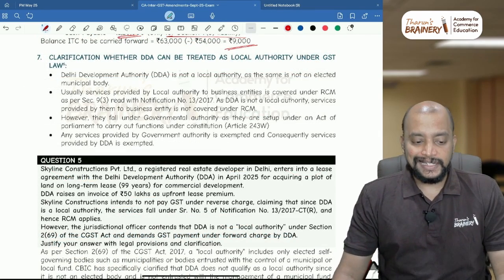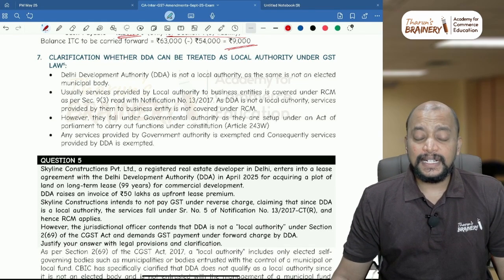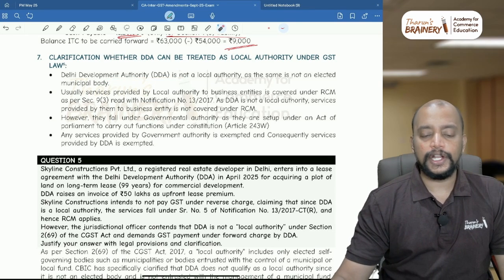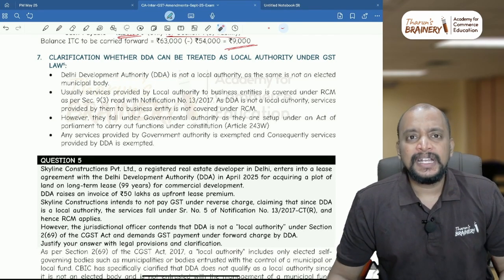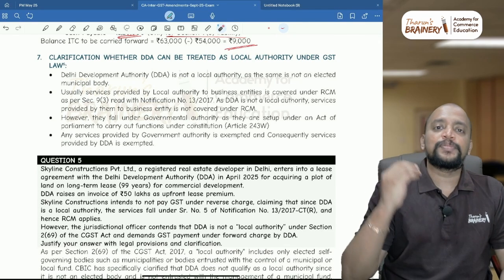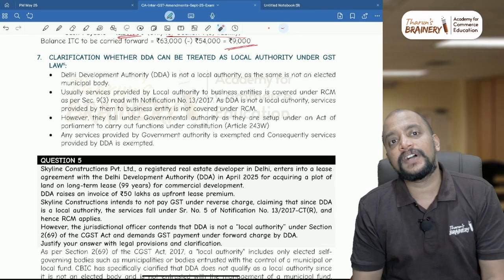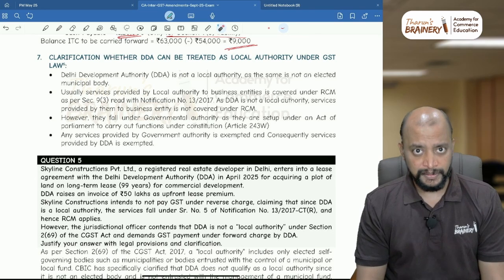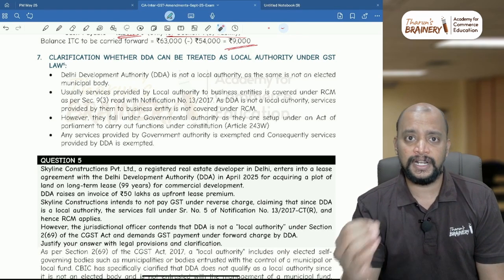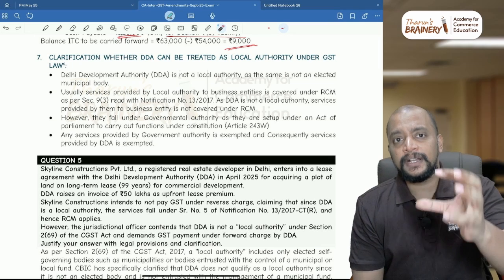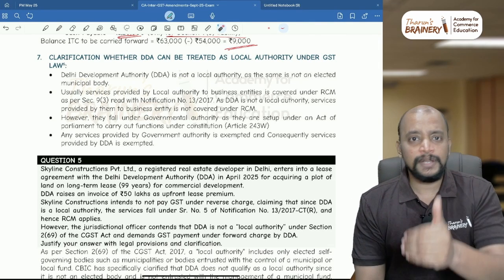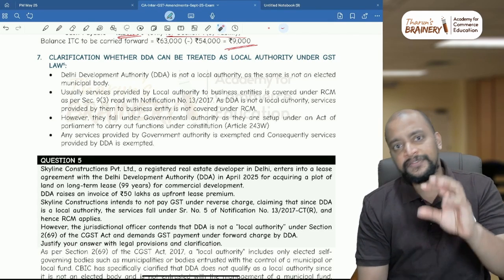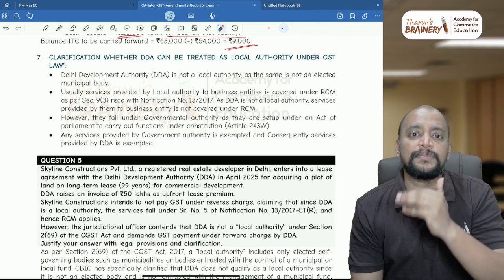Now, we are moving on to the next amendment, that is whether DDA, Delhi Development Authority, is a local authority or not a local authority. What is the background? Generally, services provided by government to a business entity are covered under RCM. What is the meaning of government? Central government, state government, local authority will come under government, and if they provide service to a business entity, it is covered under RCM. Delhi Development Authority provided some services to some business entities for which they collected some money, and a confusion came as to whether it is covered under RCM or not.